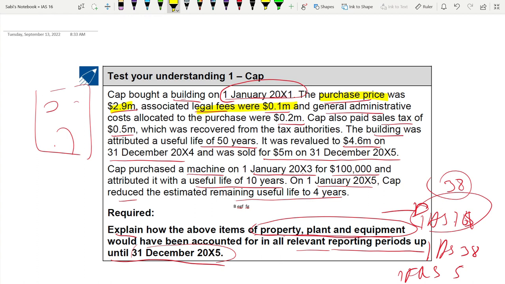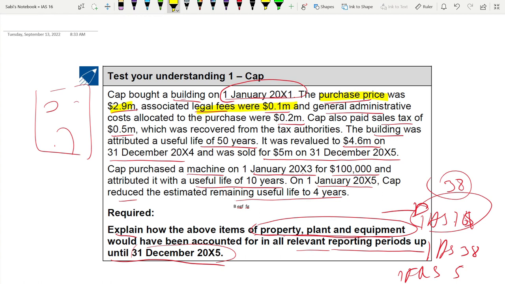They will not write words like that. In the lecture, you must have gone through costs required to bring the asset into location and condition. They will not write it like this in the exam. They will just give you fees, administrative fees, that fee, this cost, that cost. They will give you the name of the cost, and you have to decide under which it falls.